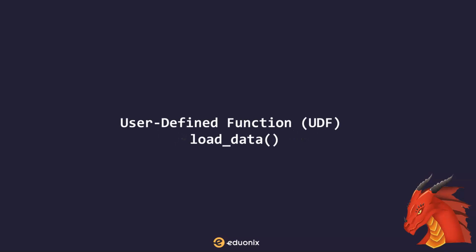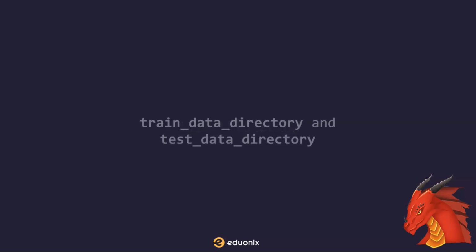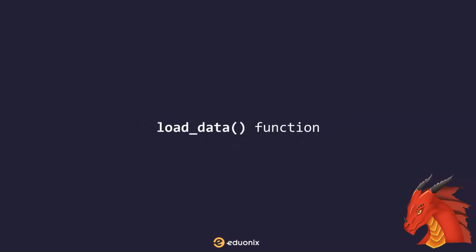Let's start with the lines of code that appear below the user-defined function, or UDF, load data. First, set your root path. This path is the one at the place where you made the directory with your training and test data. Next, with the help of the join function, you can add the specific paths to your root path. You store these two specific paths in train data directory and test data directory. You'll see that after having done this, you can now call the load data function and pass into it the train data directory.